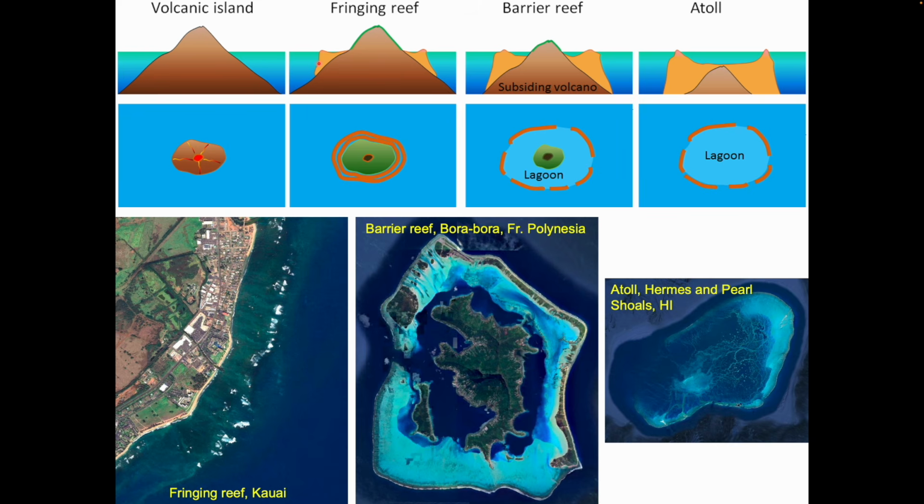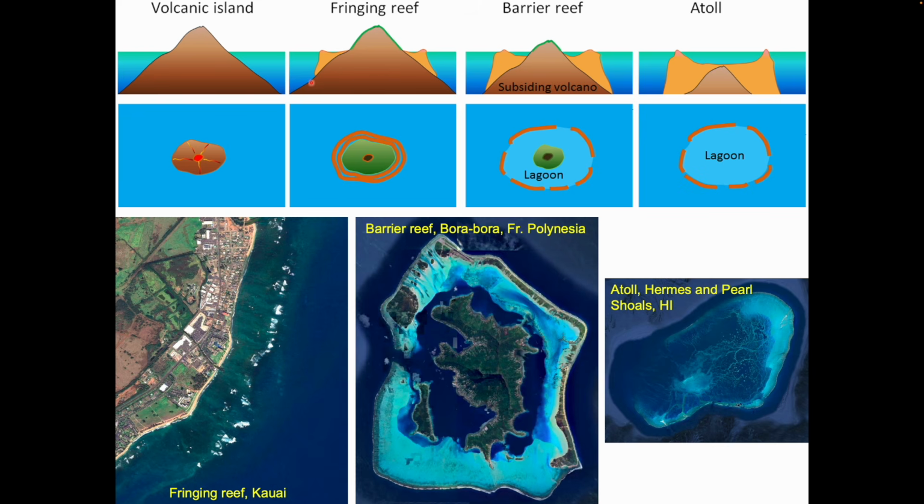After the volcanoes go extinct, coral is able to colonize the fringes of that volcanic island, and you get what's called a fringing reef. The islands of Oahu, and in this example Kauai on the lower left, have great examples of fringing reefs, where lots of people go to visit and snorkel and see the coral and sea life.